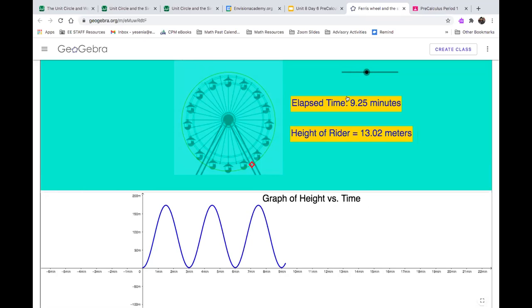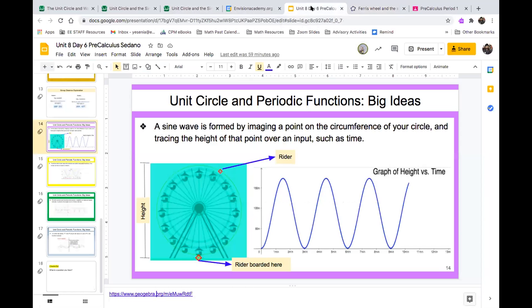So that's exactly how the sine function is modeled: you're mapping your height over time on the unit circle. That is the answer to the question you were thinking about and working on in your groups. Super cool. Let me know if anyone has questions about the Ferris wheel I used to explain this. Just imagine that over time.